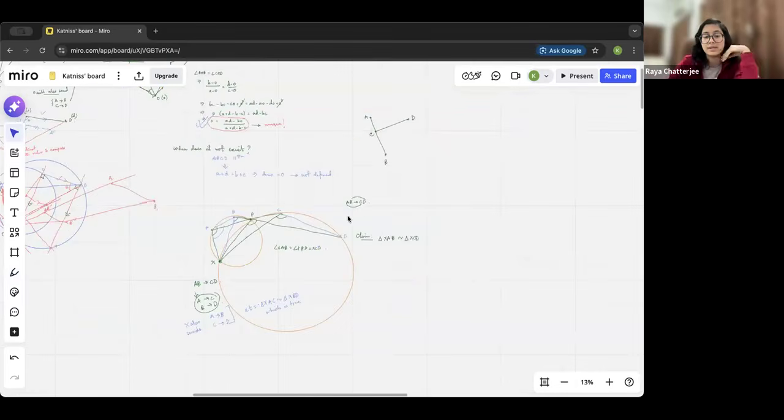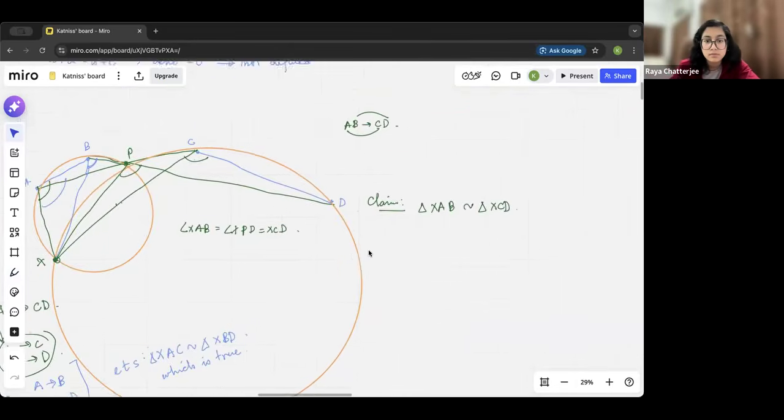One sec. I'm running out of space on my Miro. Yes, this should be better. Okay, do you see the screen?